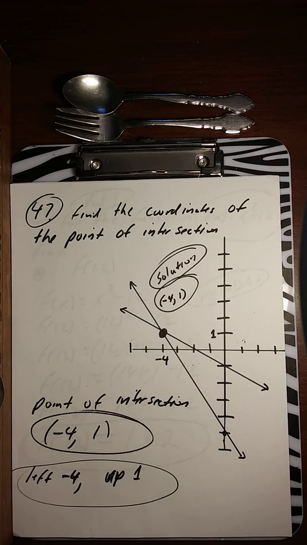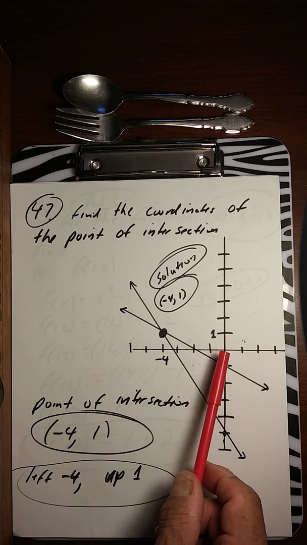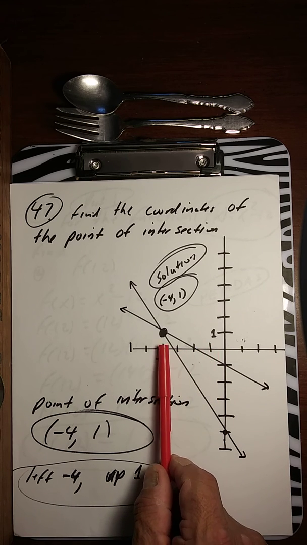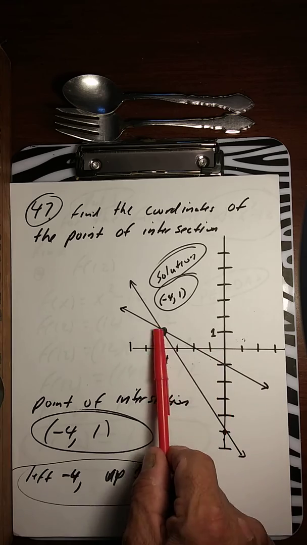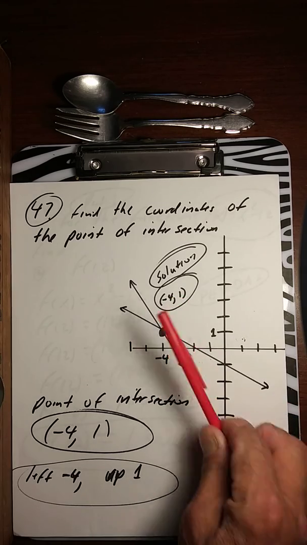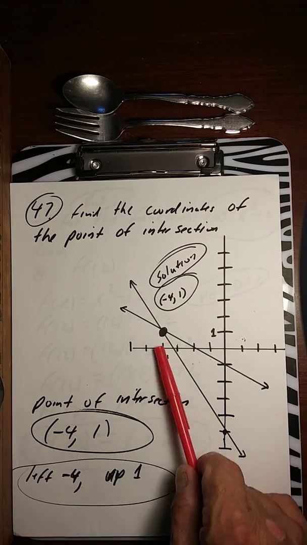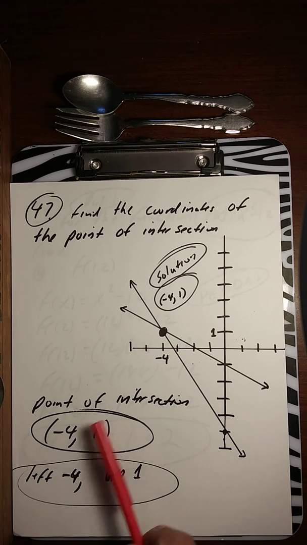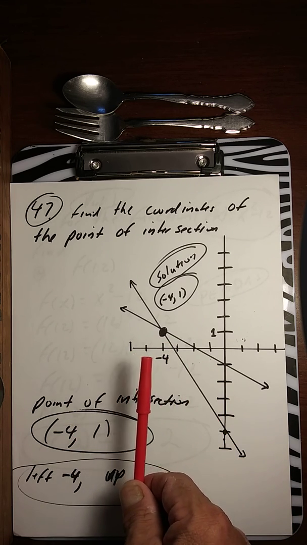Find the coordinates of the point of intersection. 1, 2, 3, 4, and then up one spot. So negative 4, 1 is where these two lines intersect. That's the solution. Where do these two lines intersect? Right there. And negative 4, 1 is the point of intersection. Left 4, up 1.